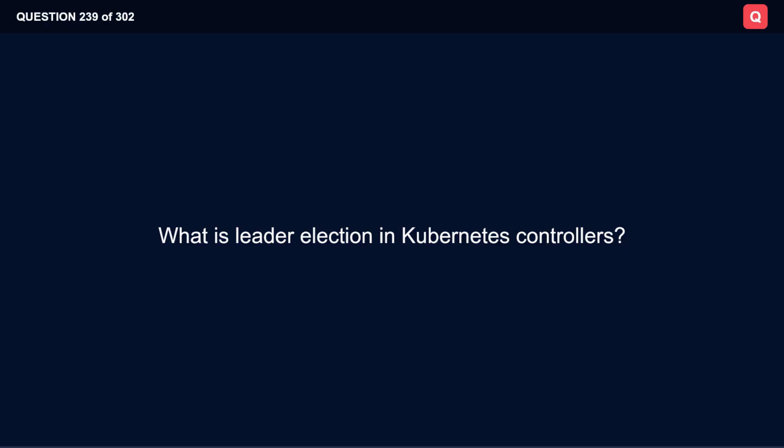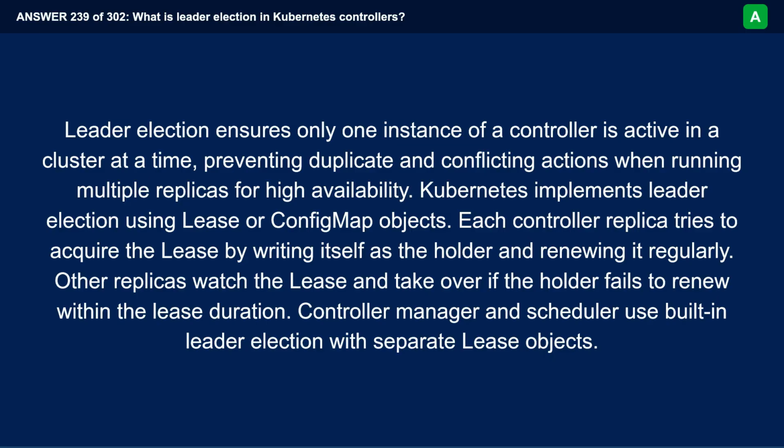What is leader election in Kubernetes controllers? Leader election ensures only one instance of a controller is active in a cluster at a time, preventing duplicate and conflicting actions when running multiple replicas for high availability. Kubernetes implements leader election using lease or config map objects. Each controller replica tries to acquire the lease by writing itself as the holder and renewing it regularly. Other replicas watch the lease and take over if the holder fails to renew within the lease duration. Controller manager and scheduler use built-in leader election with separate lease objects.